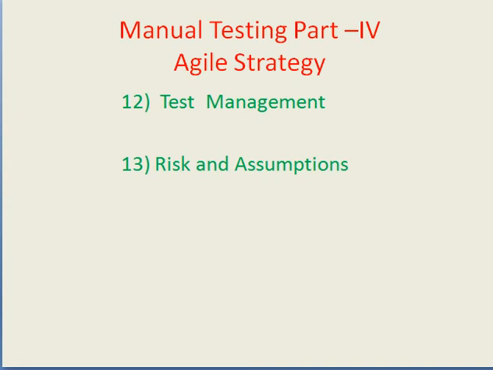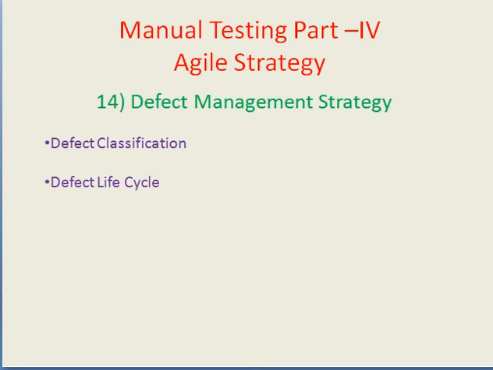Then you can define the defect management strategy. So basically it involves what is going to be the defect classification. The defect classification can be critical, major, minor or trivial types of defects, and you can also specify what is the defect life cycle. For example, first of all, the defect will be identified, then it will be prioritized, then analyzed, resolved, the resolution will be verified, and finally the defect will be closed. So this is the example test strategy.